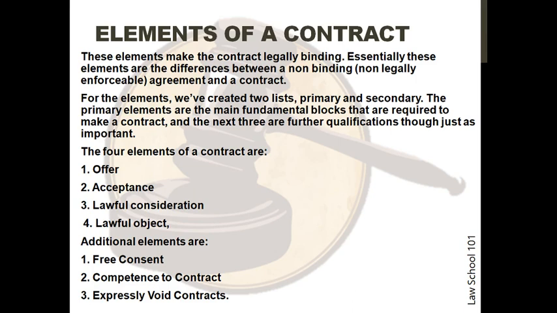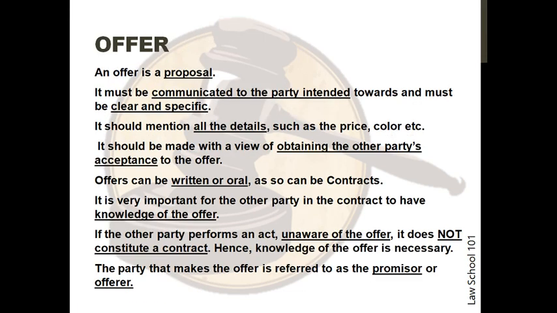A contracts question is most likely to test you either on all the fundamental elements combined to determine whether it is a contract or on some application of further qualifications. All of these elements will be dealt with specifically in following videos, but in this video we will go over them briefly. The four elements of a contract are offer, acceptance, lawful consideration, and lawful object. The additional elements are free consent, competence to contract, and expressly void contracts.